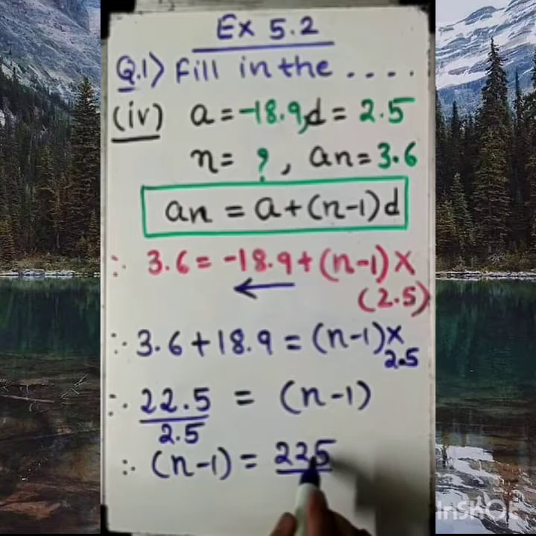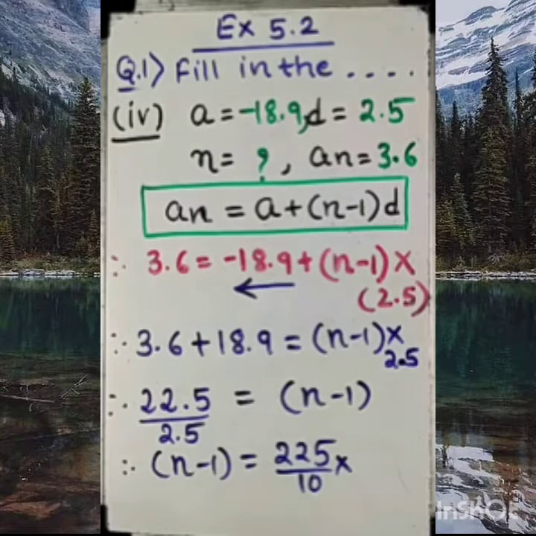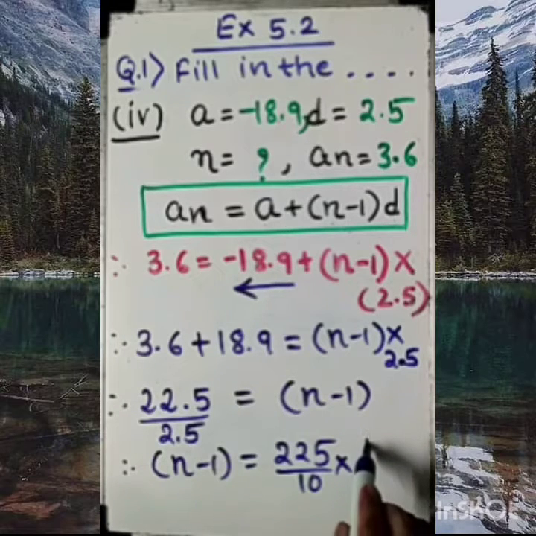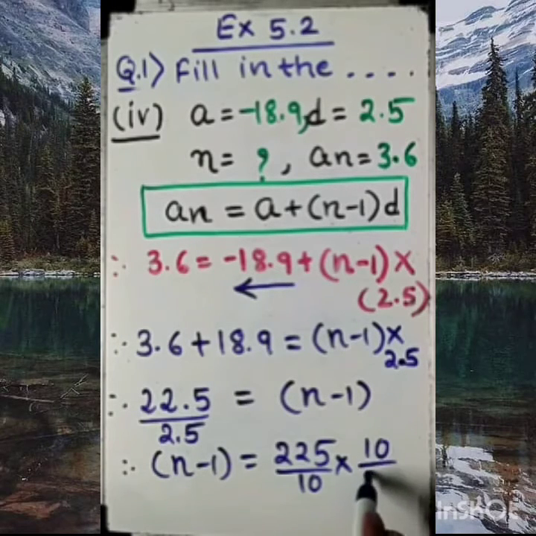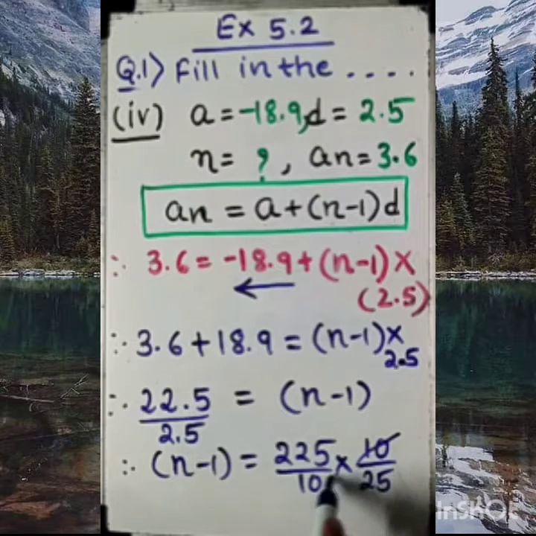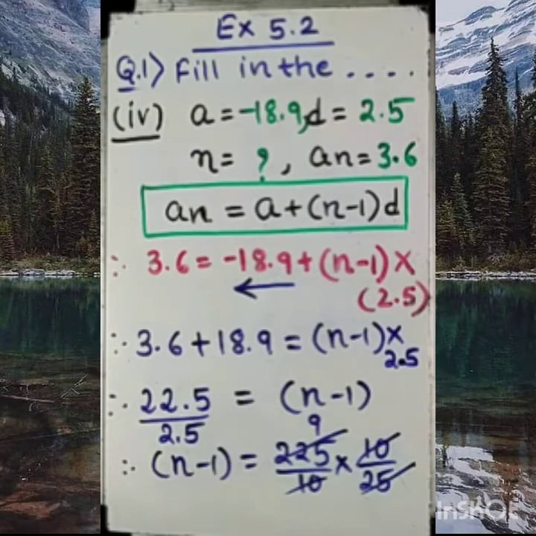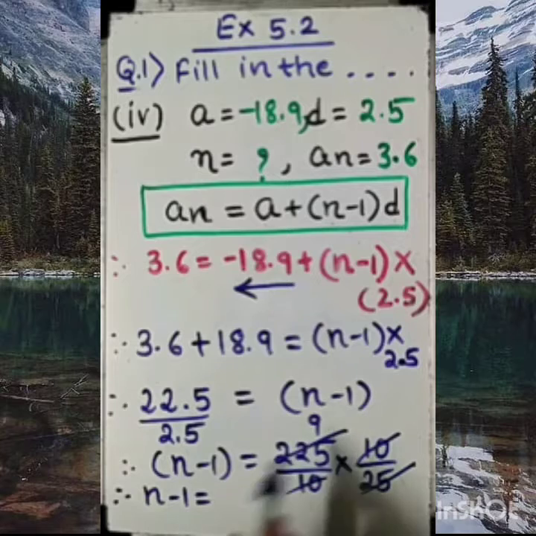22.5. If I shift this decimal, then 10 I have to write here in the denominator. And if I want to shift this decimal, then 10 I need to write as a numerator. So this 10 will be cancelled and we know 25 times 9 is 225. So finally our equation will become n minus 1 equal to 9.